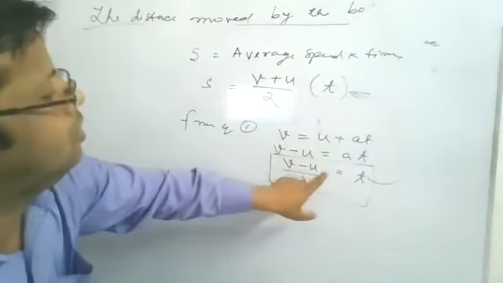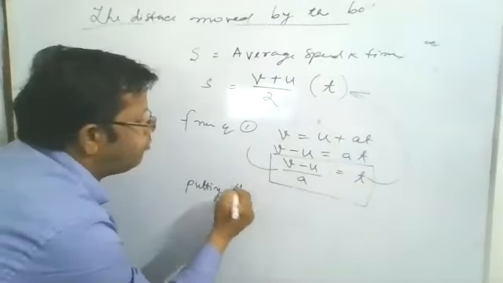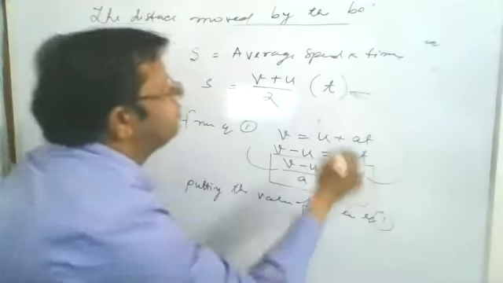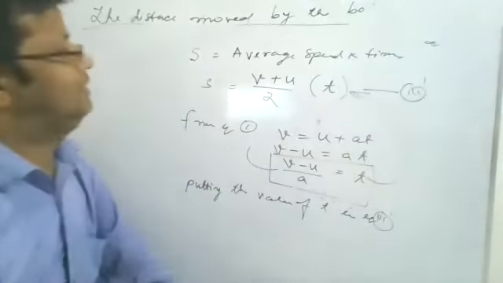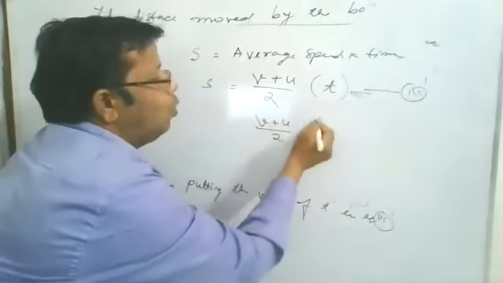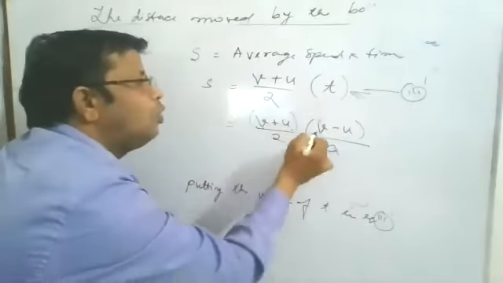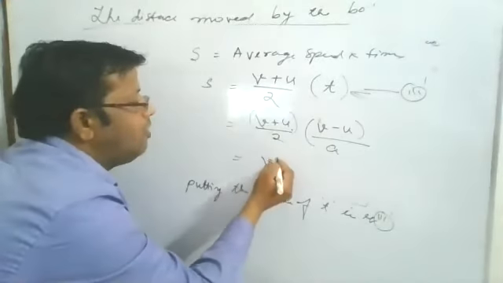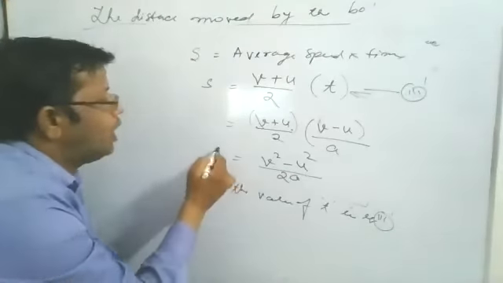But from equation 1, in place of t, we write (V minus U) upon A. Putting this value in the equation, we get (V plus U) by 2 into the value of t, which is (V minus U) upon A. Anybody can tell me (a plus b) into (a minus b) is a squared minus b squared. Similarly, (V minus U) into (V plus U) is V squared minus U squared, upon 2A, is equal to S.